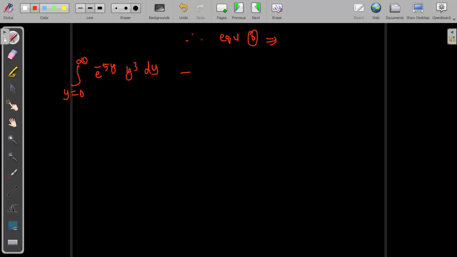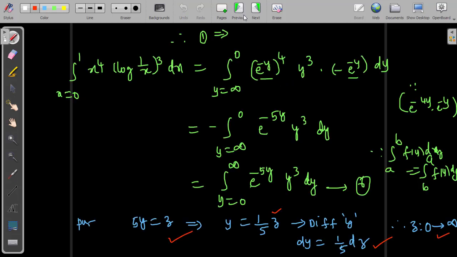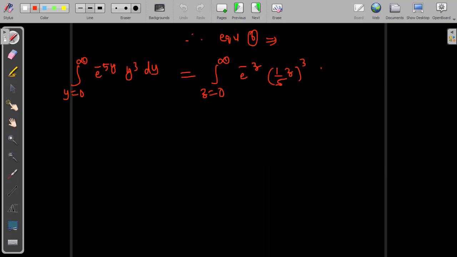Now this becomes, in terms of z, the integral of z from 0 to infinity, same limits, e power minus 5y means e power minus z. Here we have y. What is y? y means 1 by 5 times z. This is my y, and the power is 3. Again dy: what is the dy value? 1 by 5 dz. So 1 by 5 dz is our dy value.